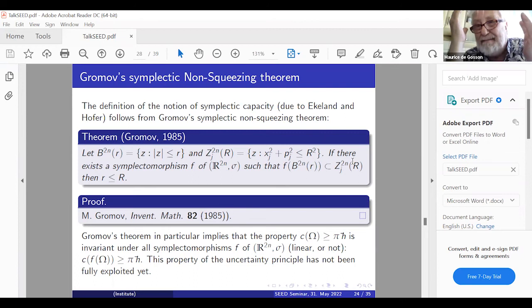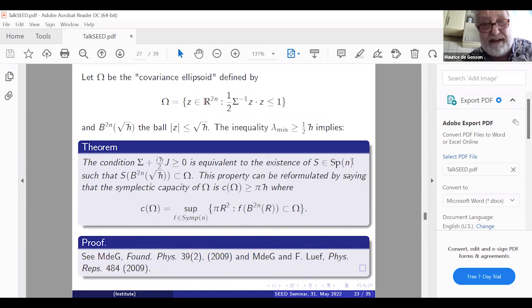Why is it called the symplectic camel? You know the proverb: it's easier to pass a camel through a needle's eye than for a rich man to go to heaven. So this is a very important theorem. And this theorem allows the definition of the notion of symplectic capacity I used in the theorem here. But again, I have no time to develop all this.